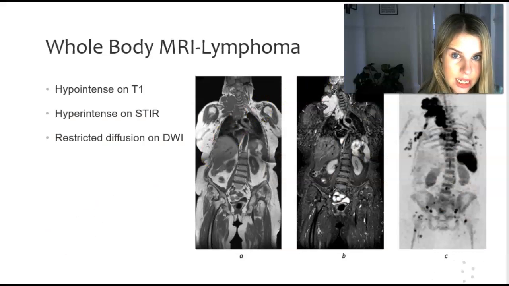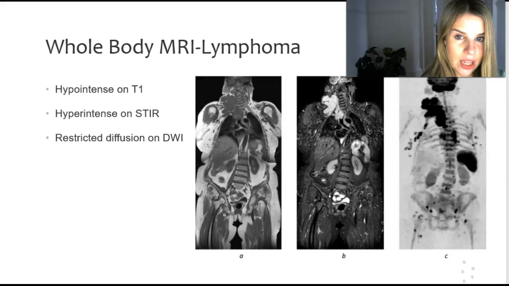So here you can see a whole body MRI on a patient that has lymphoma. This is the T1 here, so the fluid is dark, and we can see that they've got this mass in their neck. They've got nodes down here as well, inguinal nodes, mediastinal nodes. And on the T1, the nodes are hypointense, so they've got low signal compared to the surrounding structures.